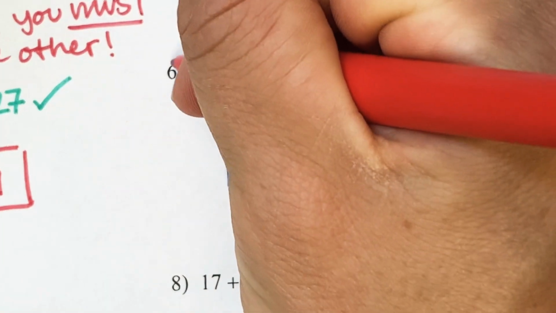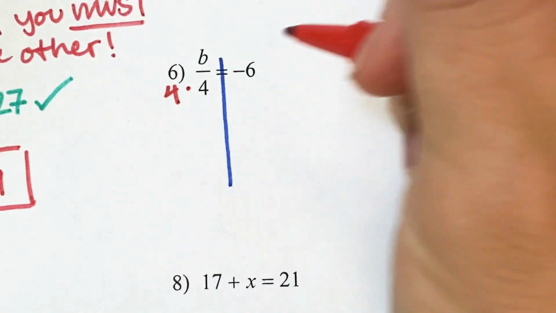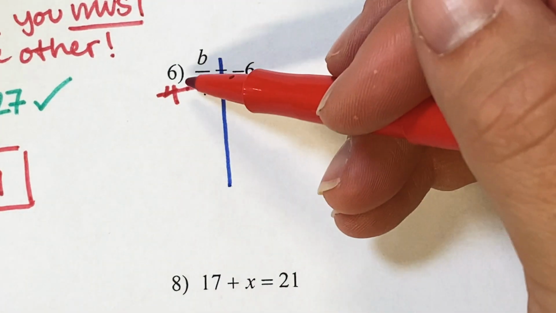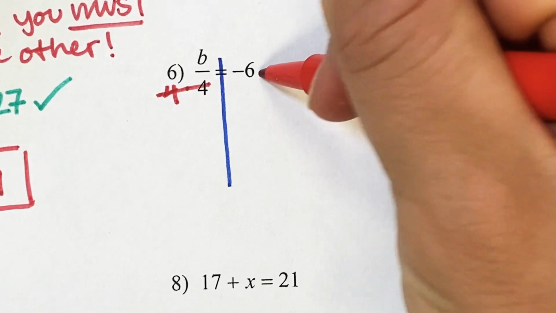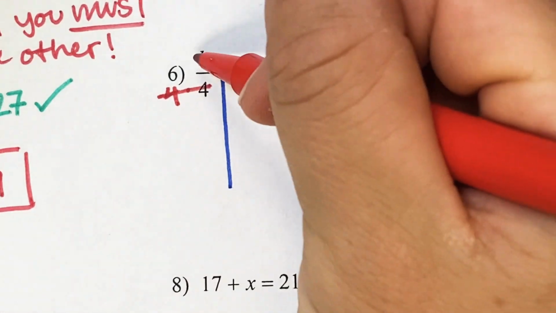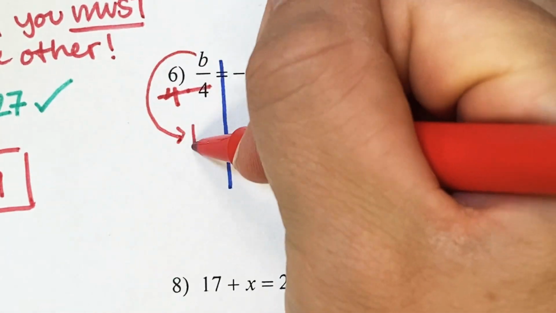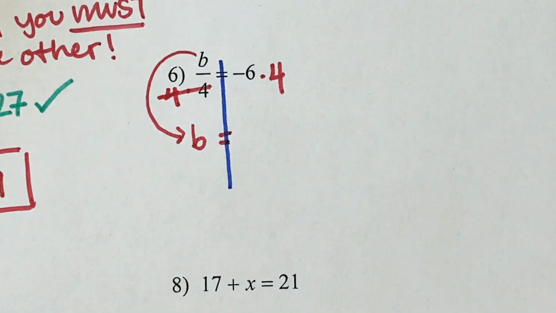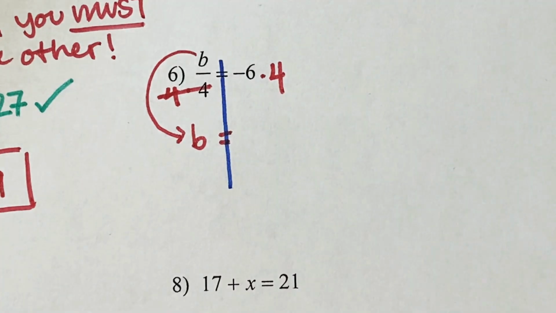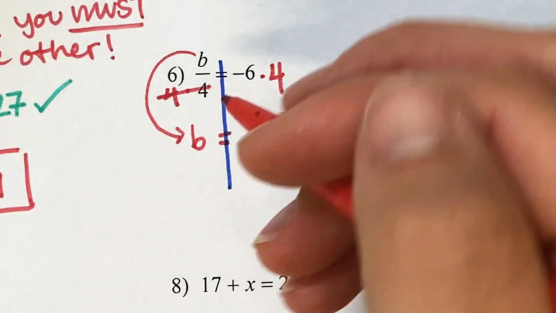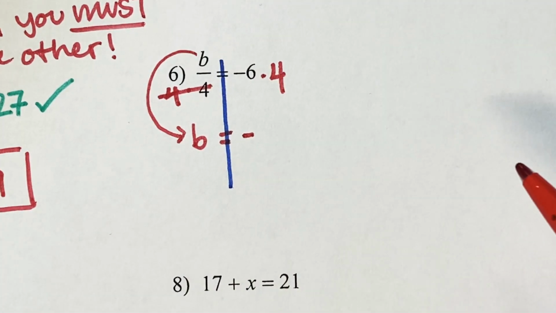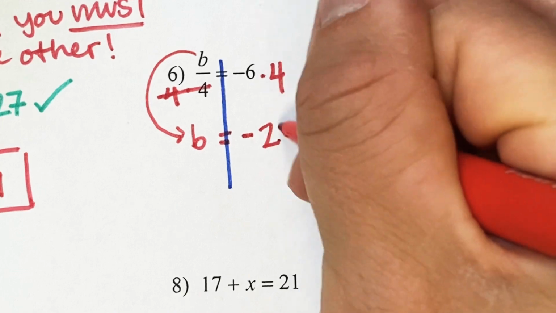It is times by 4. So we multiply, and that unties it. The opposite of divide is multiply. But we have to keep it balanced, so we multiply by 4 on both sides. We can bring down our b, that's all that's left, equals, what is negative 6 times positive 4? A negative times a positive is going to give me a negative. 6 times 4 is going to give me 24.